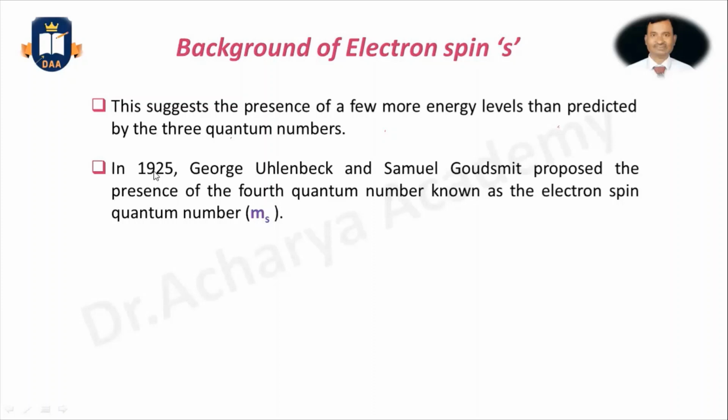So in the year 1925, George Uhlenbeck and Samuel Goudsmit, sometimes we need to know that in every discovery, who is the scientist behind it. And they proposed the presence of the 4th quantum number known as the electron spin quantum number, which is defined by ms.